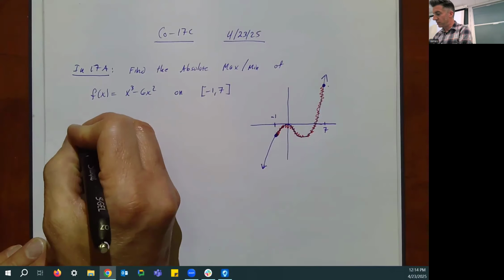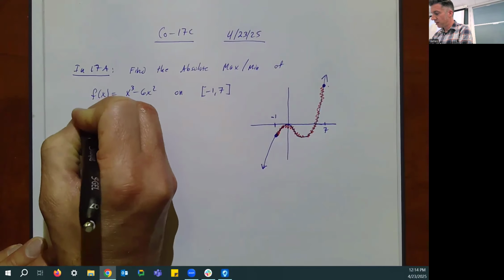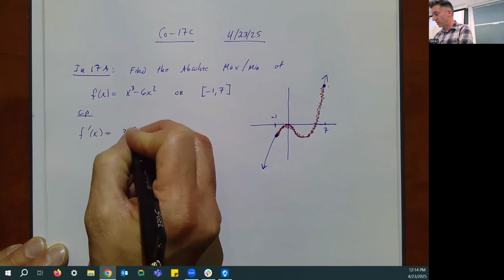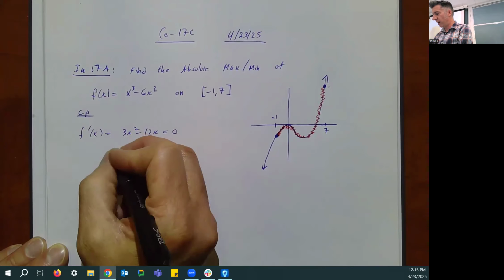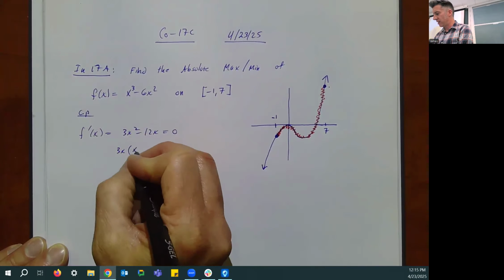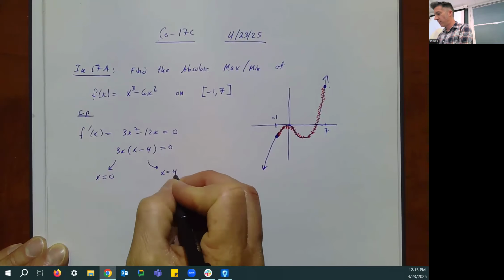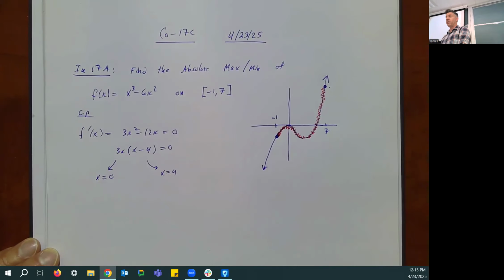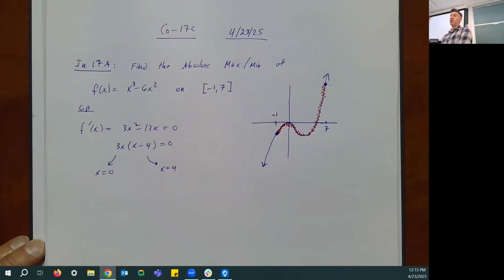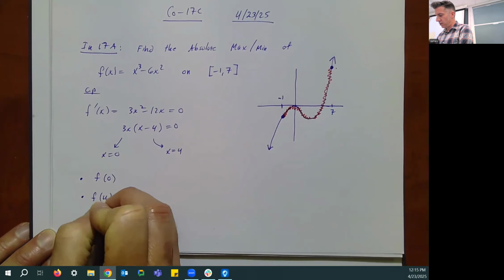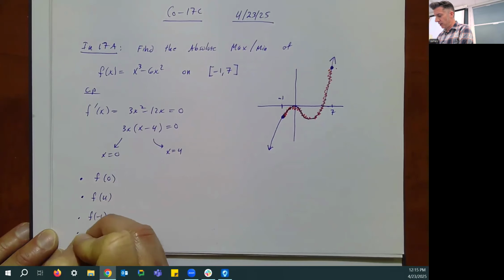So we would find the critical points in the usual way by setting the derivative, which is 3x squared minus 12x, equal to 0. We'd factor. We'd get 3x times x minus 4 equal to 0. So our critical points are x equal to 0 and x equal to 4. Our endpoints are -1 and 7. So to see what is the biggest, we're going to plug in f of 0, f of 4, f of -1, and f of 7. So we're plugging into the original function to see what gives us the biggest and what gives us the smallest output.